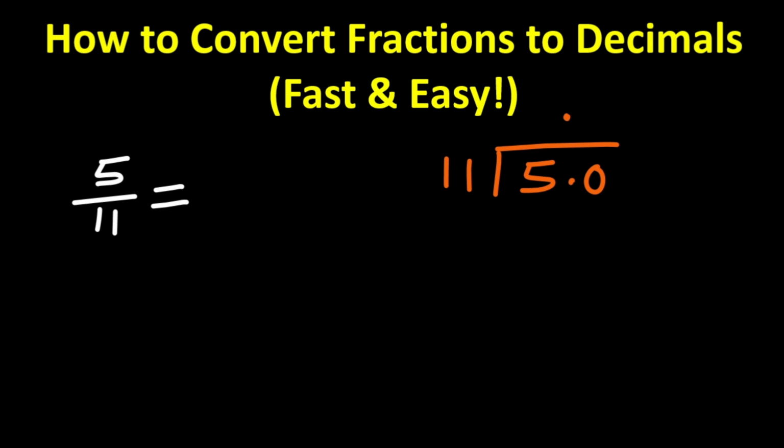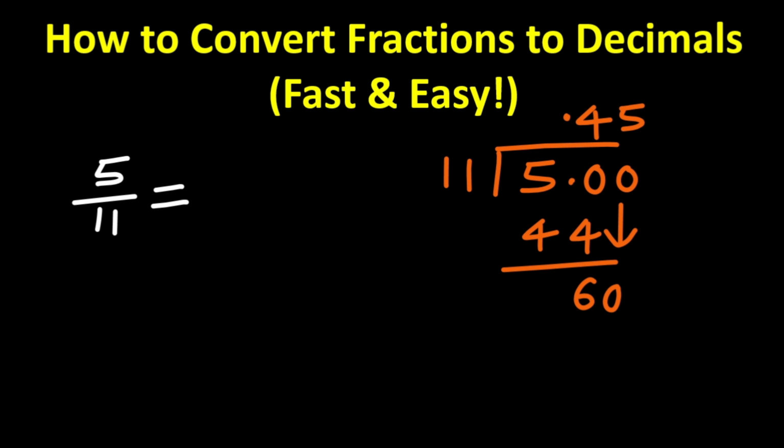And now 11 times 4 is 44. 50 minus 44. So you get here 6, right? So 50 minus 44 is 6. And now we can add a 0 here and bring down that 0 here. Now we can do 11 times 5. That's going to be 55. 60 minus 55. That's going to be 5.